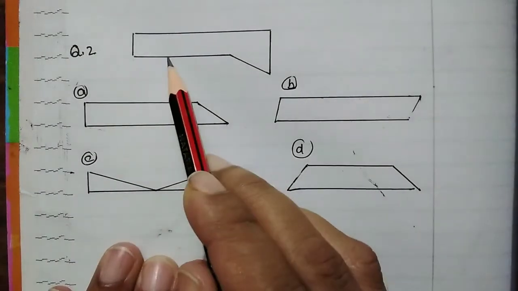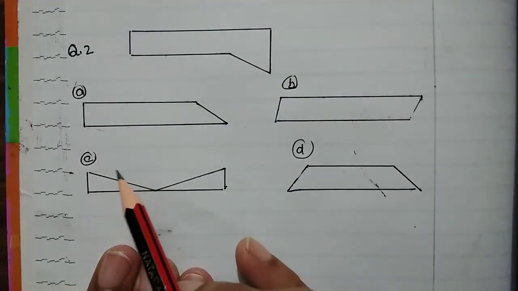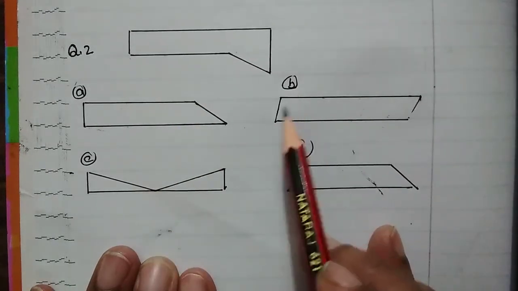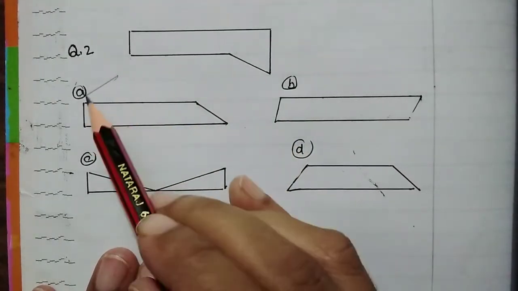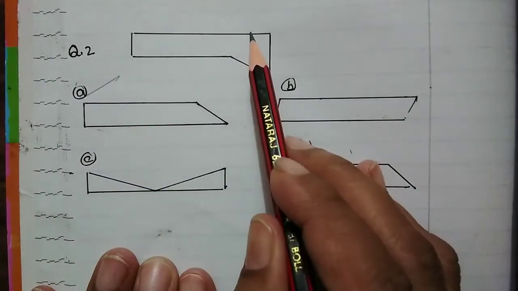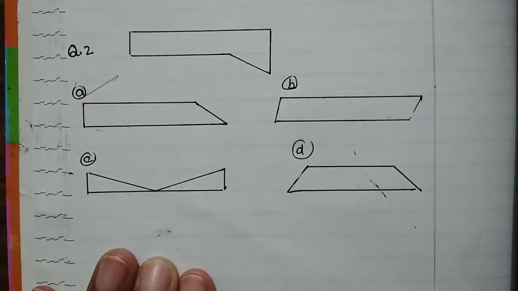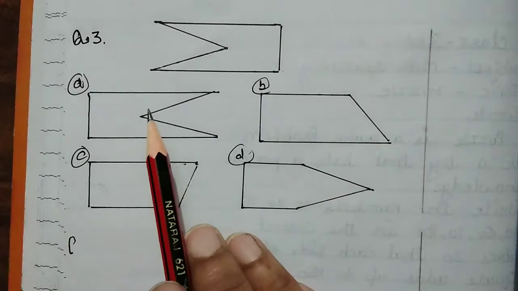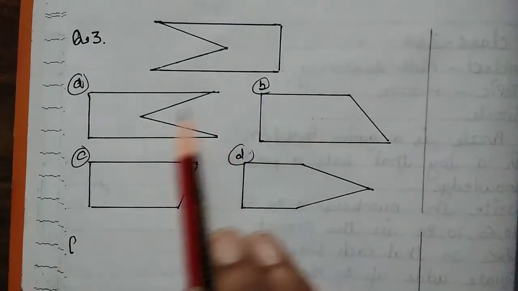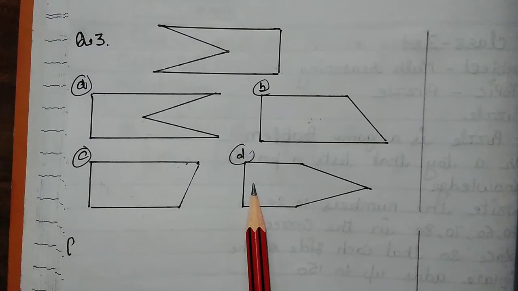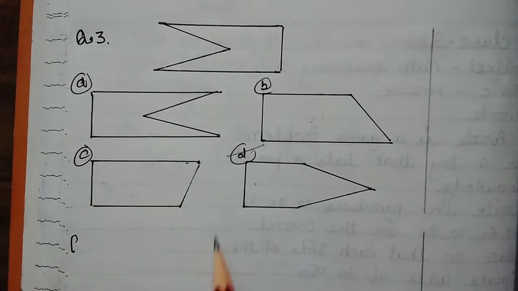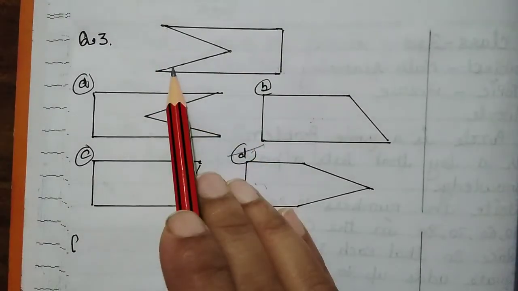Now move to the second question of the homework. This is the given figure, and we have to select one figure which fits completely in this. So when we compare, we come to know that only the figure given in the A option we are able to fit in the given figure. So A option is the correct option. Now move to the third question. This is the given figure, and we have to select the figure out of these four which can completely fit in this. When we compare, we come to know that D option is the correct option, as this figure we are able to fit in the given figure.